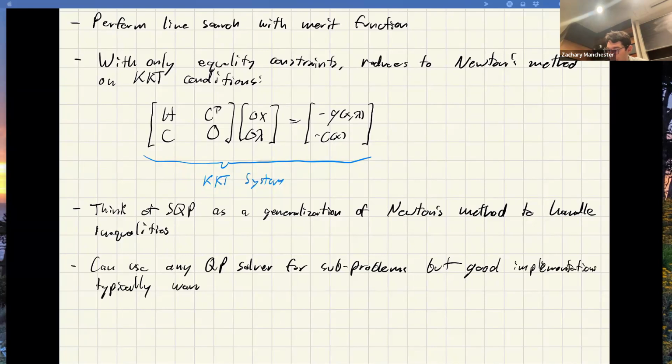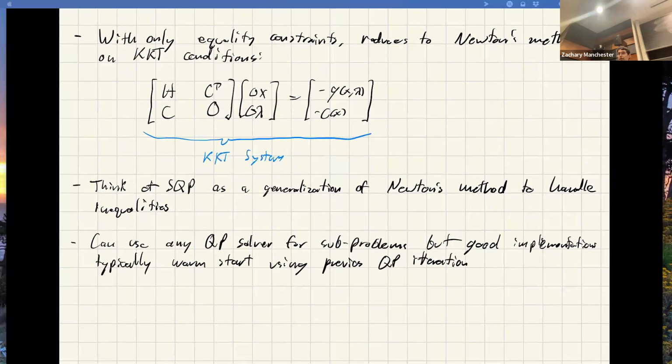They will warm start using the previous QP iteration. So there are lots of games to play there. We can do lots of warm starting tricks from the last QP solve. In particular, a very common move is to use active set QP methods, where you assume that the active and inactive inequality constraints are not changing much between iterations.